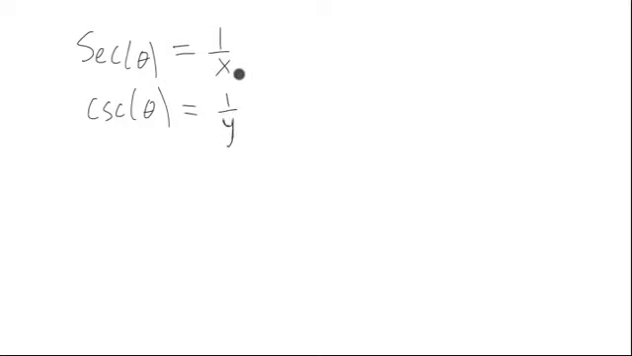Okay, so if you can compute cosine, you should always be able to compute secant. And if you compute sine, you should be able to compute cosecant. So let's try some. What if we take the cosecant of, and let's do 11 pi 6.